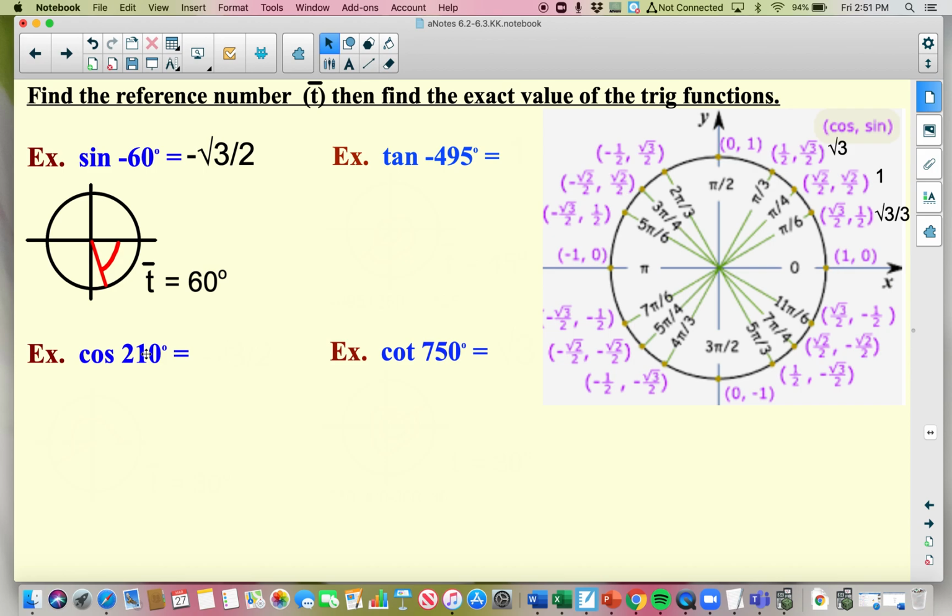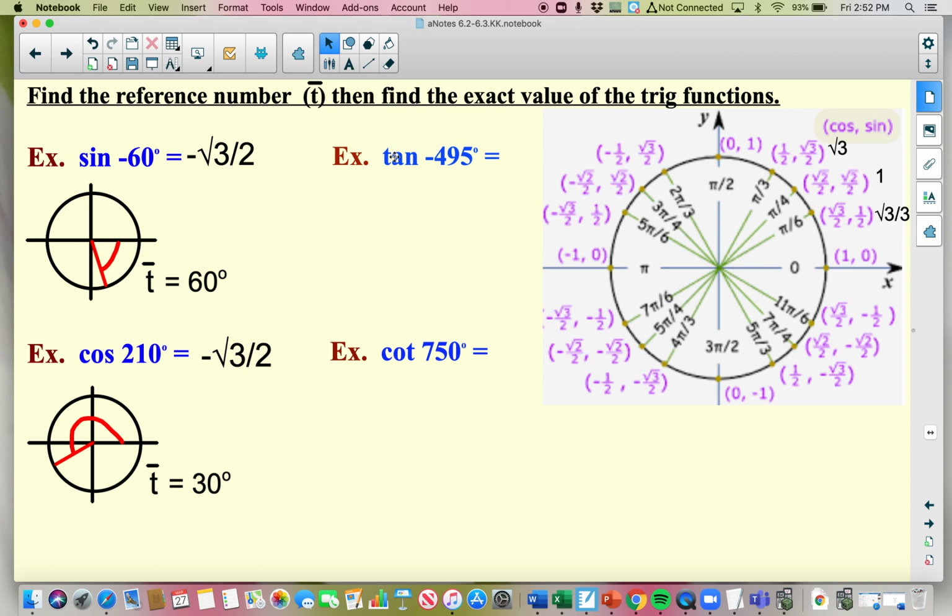Okay, same thing if I go down to cosine of 210 degrees. Well, where is 210? If you visualize that first, this is 180 plus another 30. Okay, now think about what I just said. Plus another 30, that's my reference number, right? Because that's the acute angle that connects from the x-axis to my terminal side. So my reference number on this one is 30 degrees. So again, if I know at 30 degrees, which is pi over 6, my cosine and sine values are square root of 3 over 2 and 1/2. So the cosine is square root of 3 over 2, but in the third quadrant, the cosine is negative. So I know that's going to be negative square root of 3 over 2.